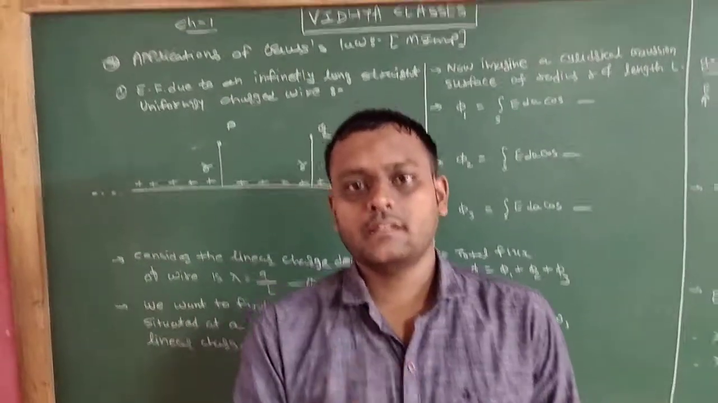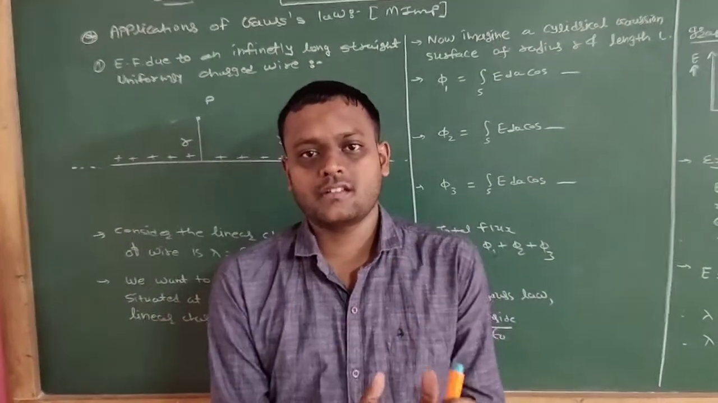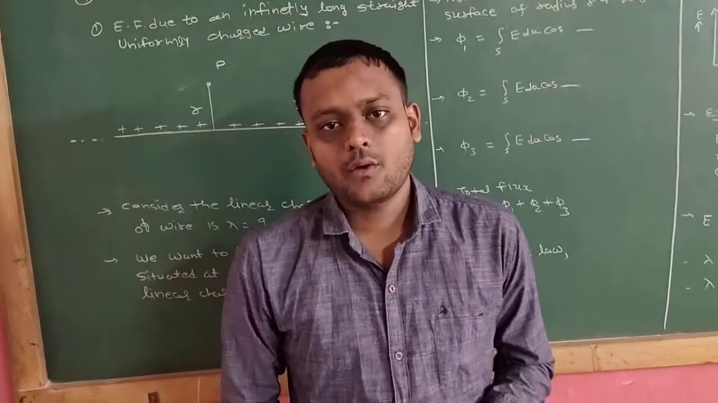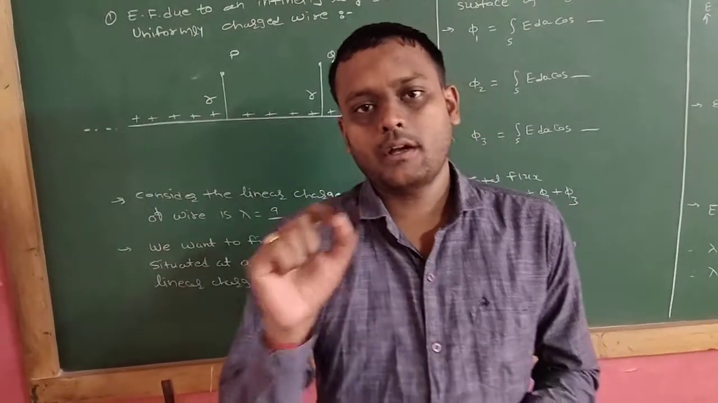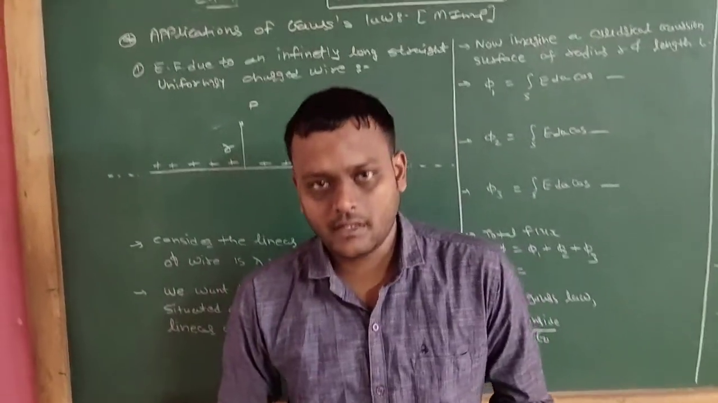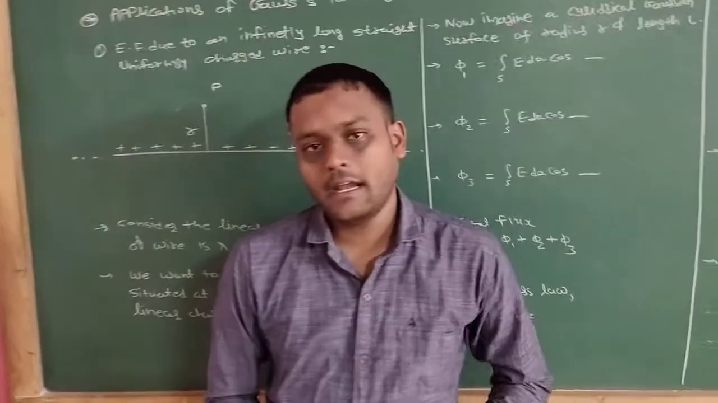So if you know those two theories as well as the equations phi equal to vector E dot vector A, and phi equal to surface integral E dot dA equal to Q inside upon epsilon naught, then in this lecture you will definitely get a complete idea.